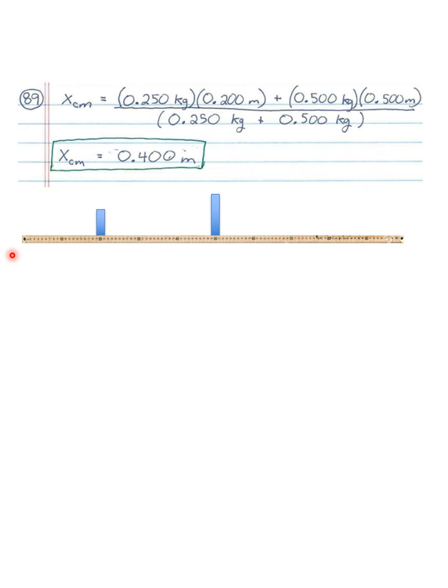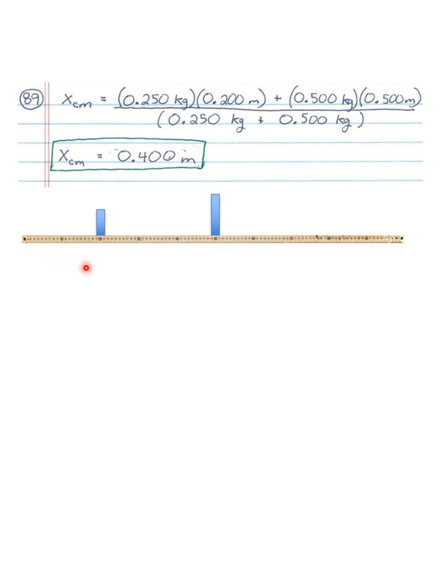Number 89, two masses are placed at different points along a meter stick of negligible mass: 0.25 kilograms at 0.2 meters and 0.5 kilograms at 0.5 meters. You can see my picture down below. Where's the center of mass of this system? Now, notice that it says a meter stick of negligible mass, so we're not going to be concerned with it. The meter stick is just there as a rigid body to hold the things in place, but we're not going to be concerned about its mass.